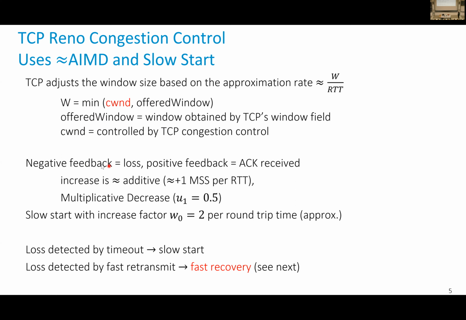Which means when I receive a loss, I have a negative feedback, and I decrease the value of the congestion window by 0.5. And when I receive acknowledgements positively, I have positive feedback, and I increase it at a rate which is essentially equal to 1 MSS per round trip time. So that is, at least roughly speaking, how it works.